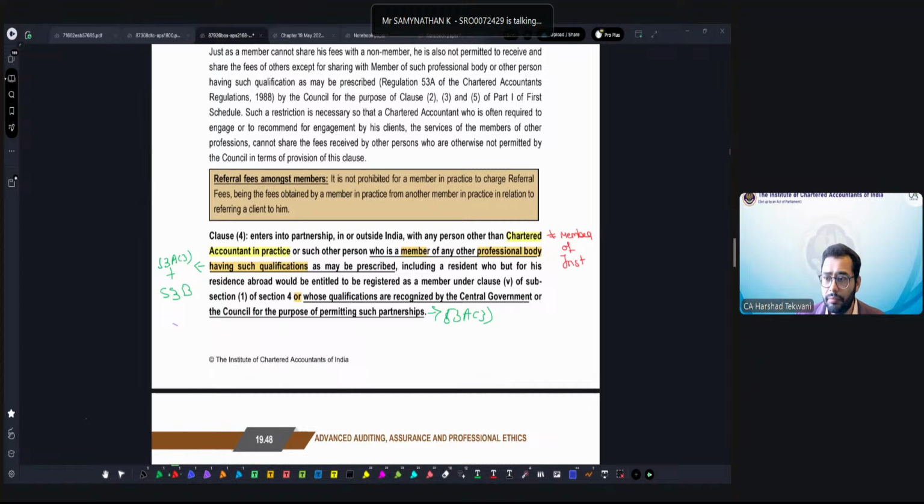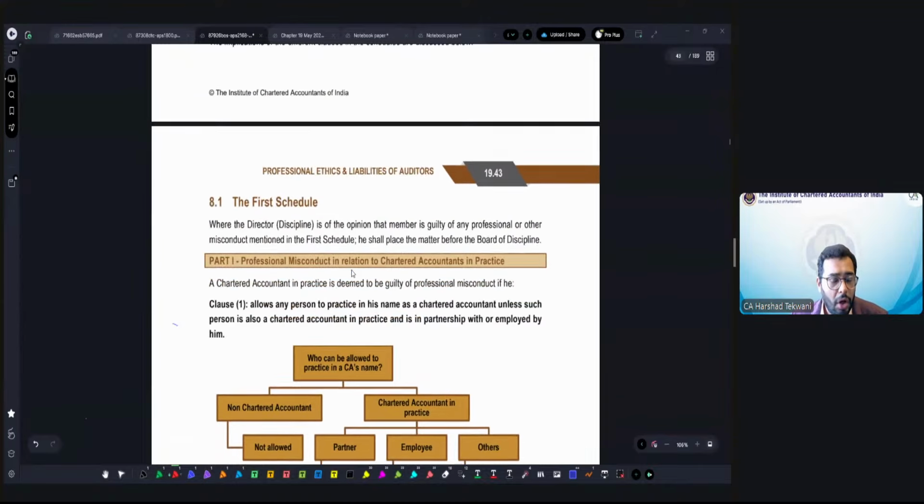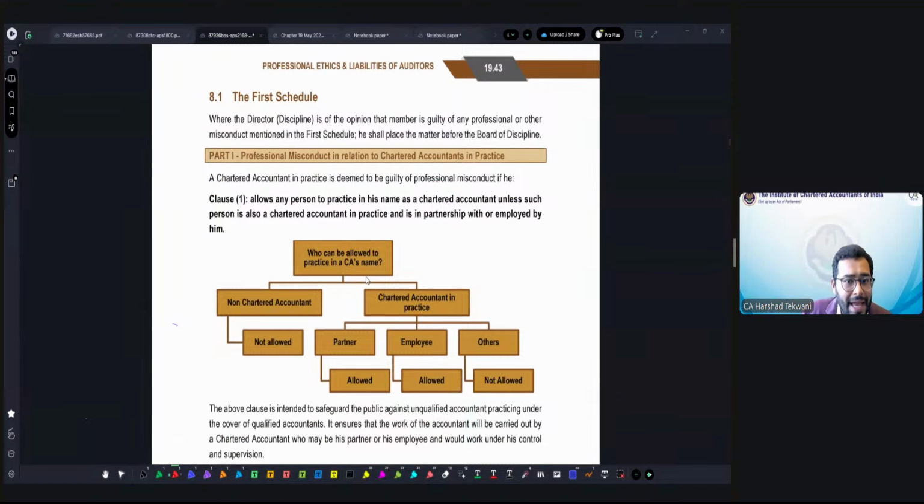Yes, sir, unless the person has the certificate of practice, he cannot sign the report. Absolutely correct. Very good. Signing the report. Now we'll go to clause 1. The answer lies in clause 1 itself. Clause 1 says it does not allow anyone to practice in his name. So if he is your partner, what was the requirement for this particular clause? That only a person who is a chartered accountant in practice can practice. Only that person can be allowed.